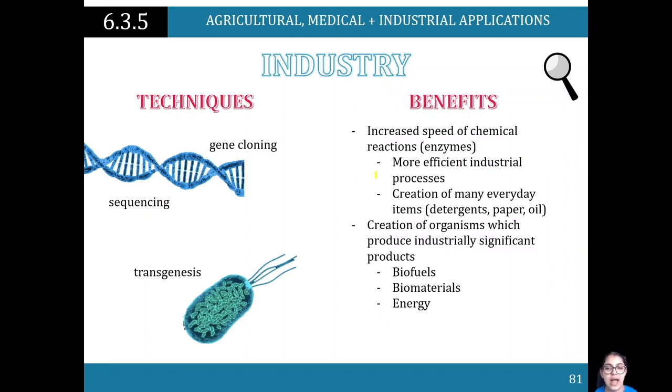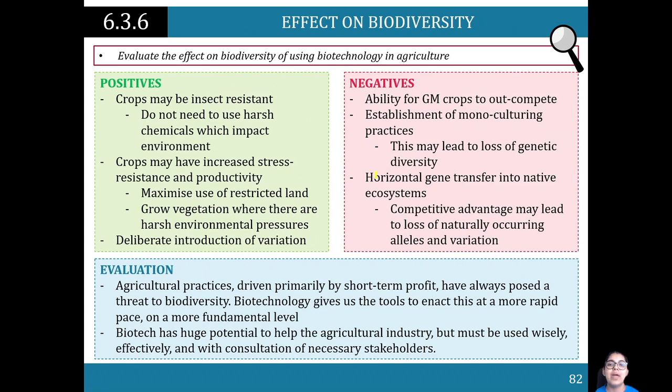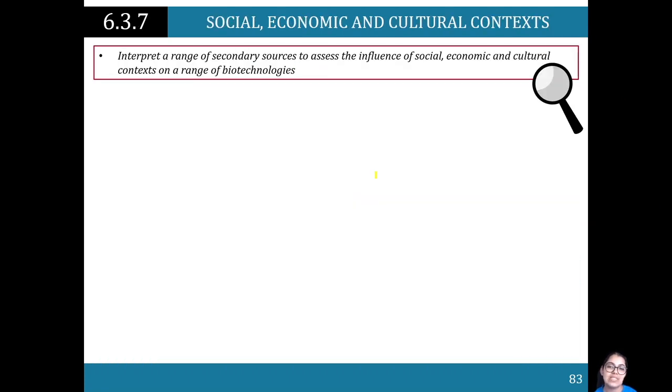Industry techniques: gene cloning, sequencing, transgenesis. So benefits are we can have increased speed of chemical reactions, more efficient industrial processes, creation of many everyday items, and creation of organisms which produce industrially significant products like biofuels, biomaterials, and energy. I'll leave the positives and negatives for you. They're very similar to what we have discussed.